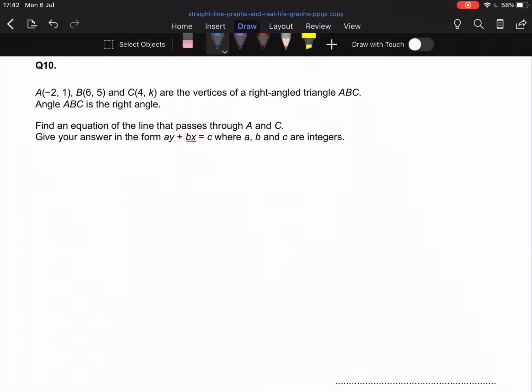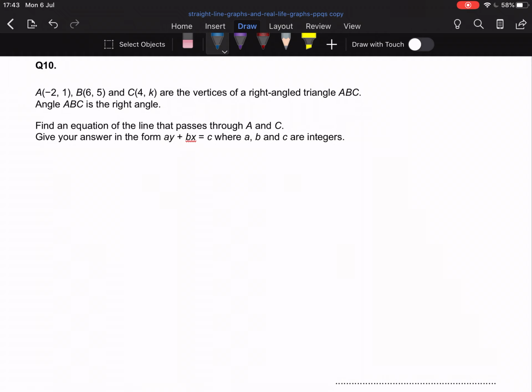So I'm going to start with your straight line graphs pack, past paper question pack. And I'm going to start with question number 10. It's a 5-mark question. I tried it non-calculator. I haven't really checked what paper it's from, to be perfectly honest, but it's perfectly doable without a calculator. So let's make a start.